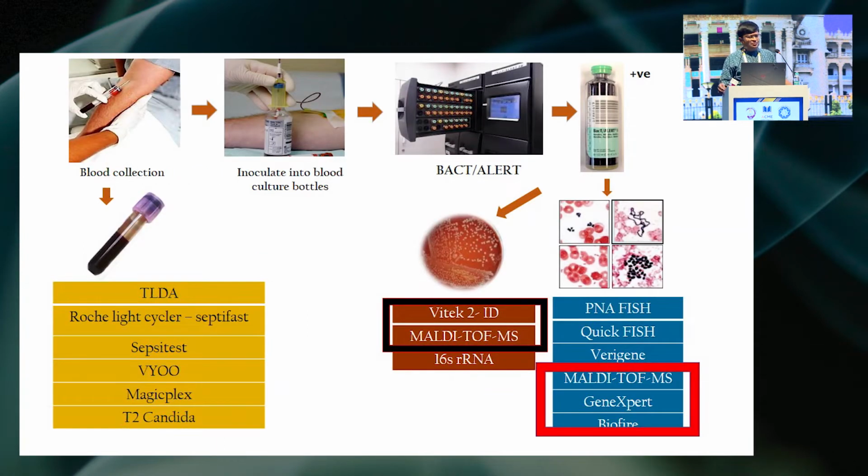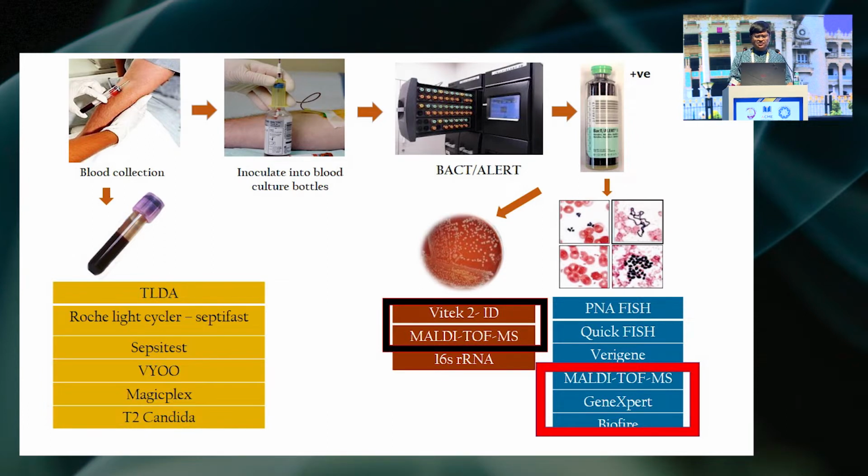So what is available? Normally we send a blood culture. We inoculate it into the Vitek bottle. It goes into the BacT/Alert system, and when it is positive, it flags up. The other way is, can we do it directly from a blood culture? There are research tools available. Maybe some of them may be available commercially, but we do not have anything in India.